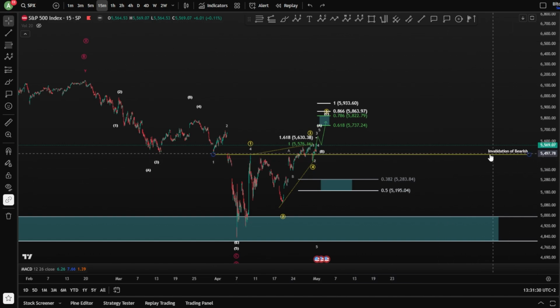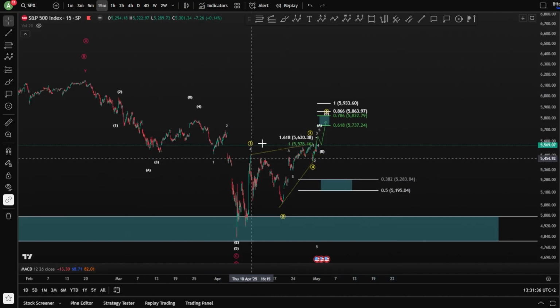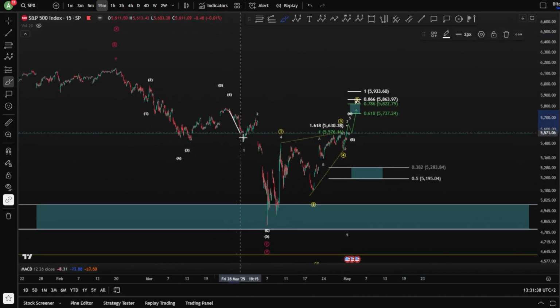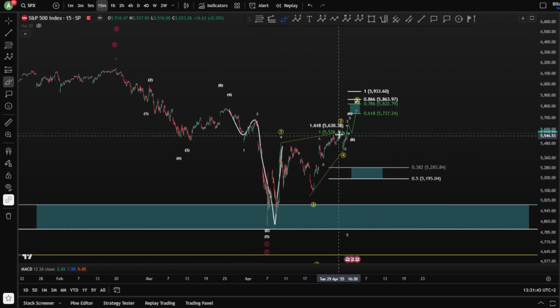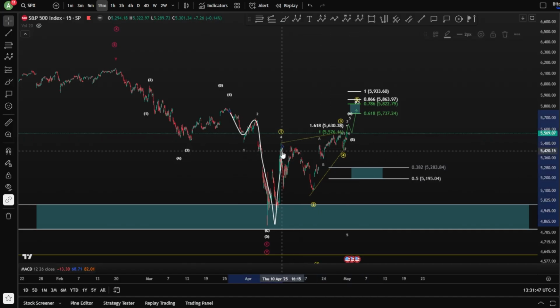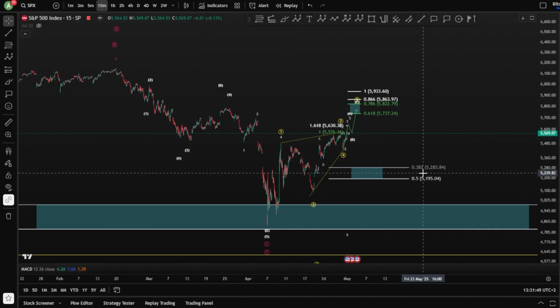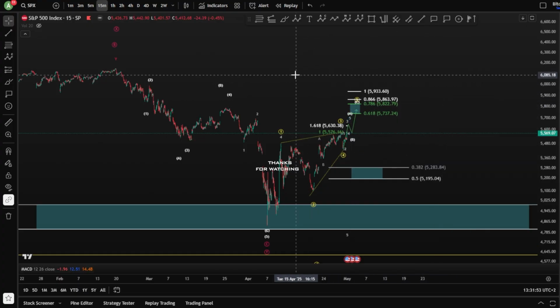And as you can see, the invalidation of the bearish scenario has finally been taken. So we can say there is no continuation towards the downside, because in SPX it was 1, 2, 3, and the wave 4 was still under the wave 1 until here, where we just invalidated. That is perfect to see. So that was it for the SPX and the NDX daily analysis.